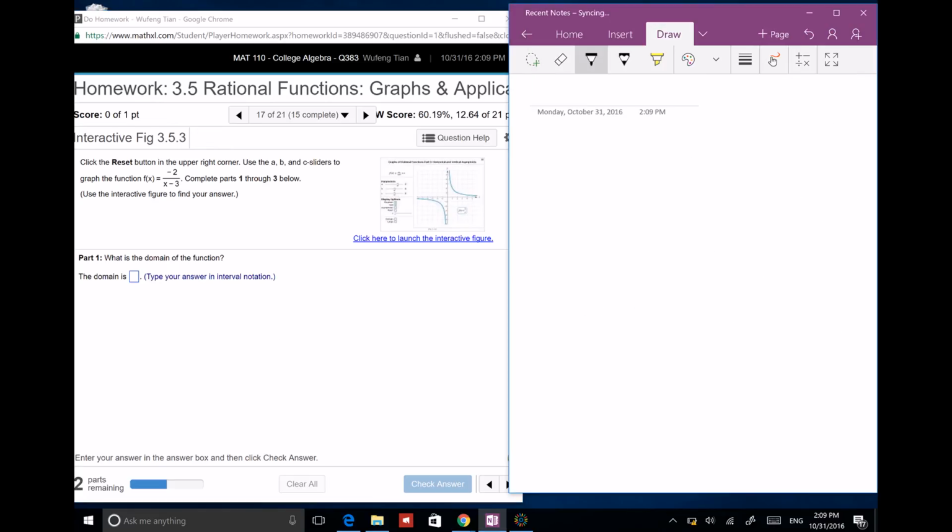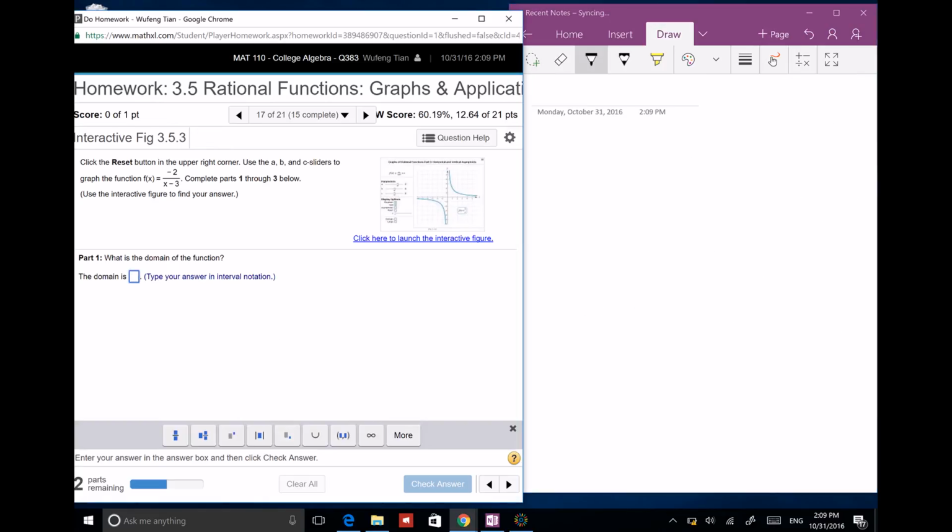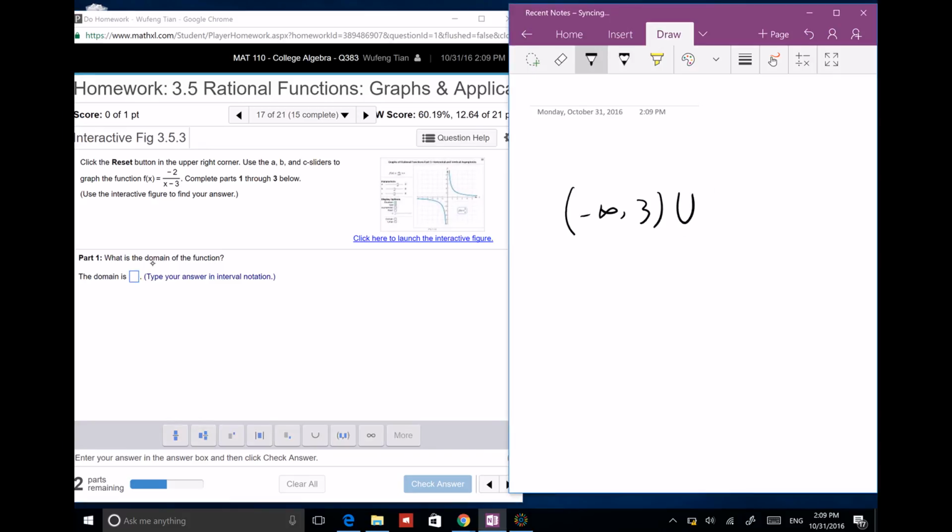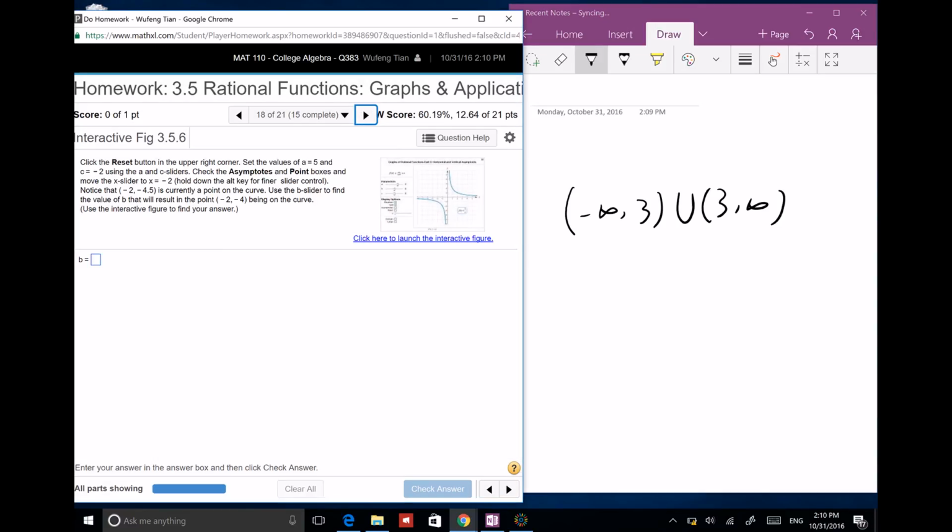Okay, this one, domain: x not equal to 3 is just negative infinity to 3, union 3 to infinity. Okay.